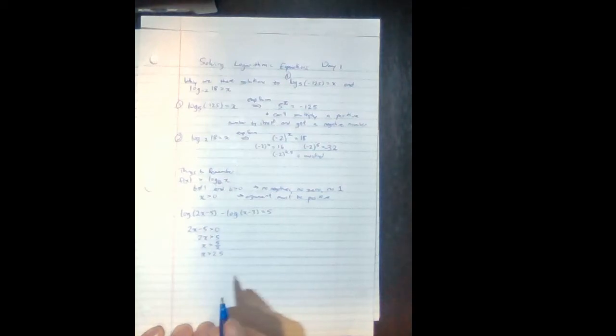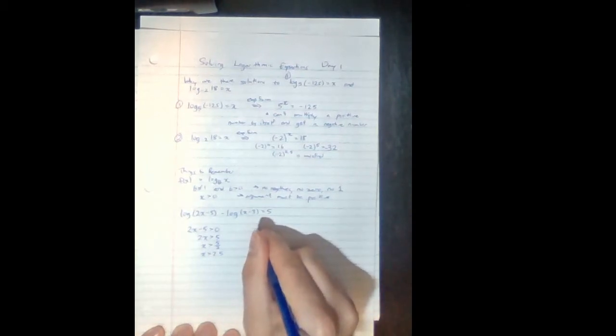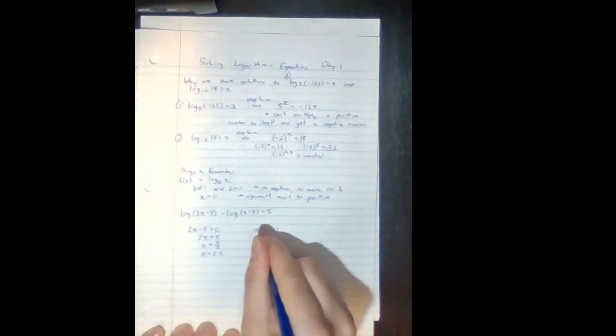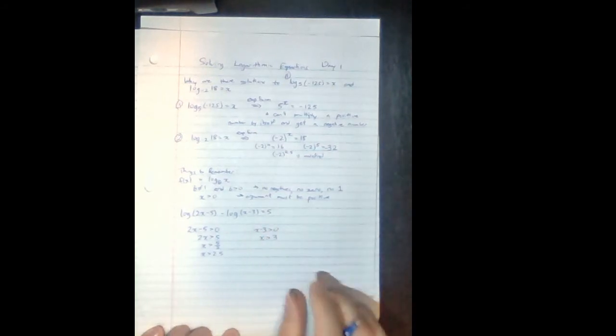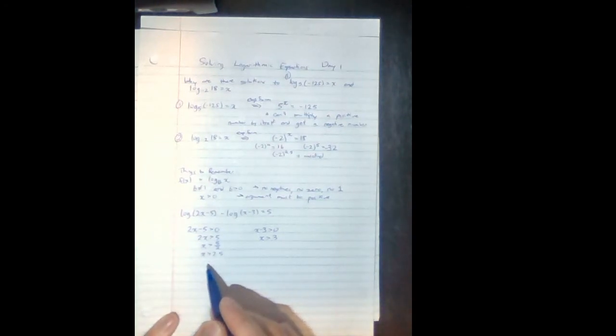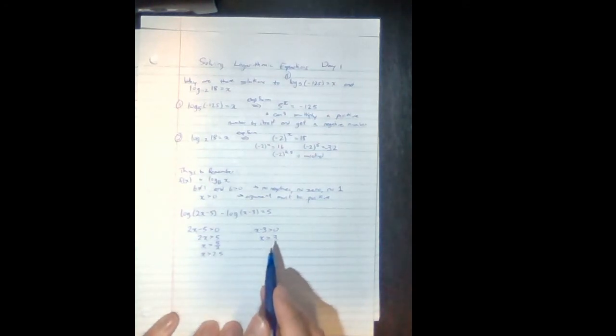And we do the same thing with our other logarithm. So log of x minus 3. X minus 3 is the argument. That has to be greater than 0, which means x has to be greater than 3. So x has to be greater than 2.5, and x has to be greater than 3.